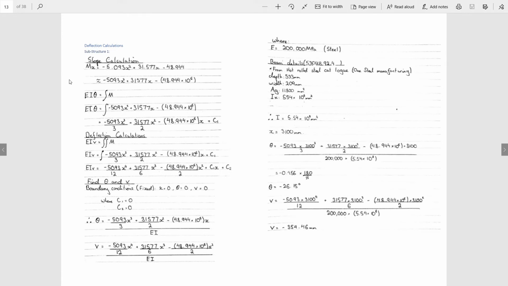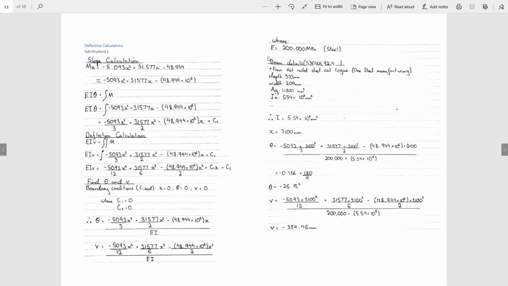Right, so moving on. So our deflection calculations from substructure 1 and 2. First of all, we've got our slope calculations. So we've got our slope calculation here, so it's just a single integration, a deflection calculation with a double integration, and then we're left with our unknowns here.